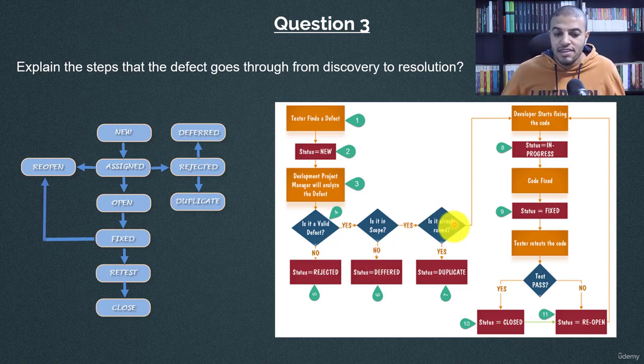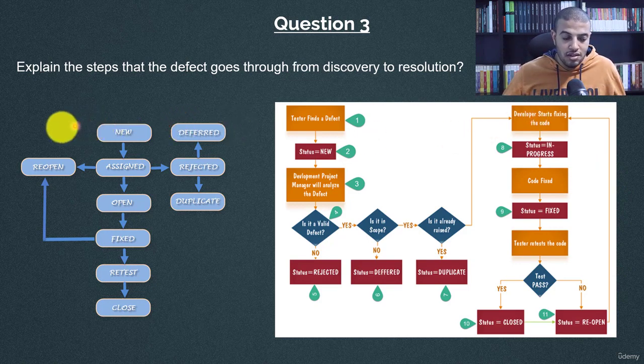Is this defect already raised? If it is not already raised, the developer starts fixing the defect and then the status is in progress. If he has fixed it, he can say that it's fixed or it is pending retest. Then you begin to retest the code. If the test passes, then it's closed. If the defect did not pass the testing, in this case, it is reopened and then the developer starts fixing it again. So this is called the defect lifecycle.